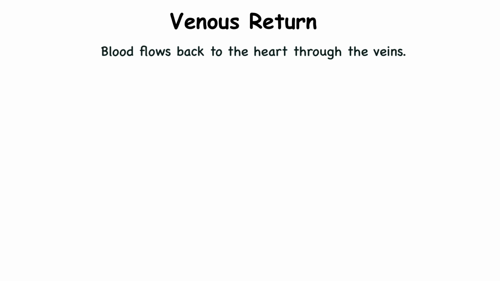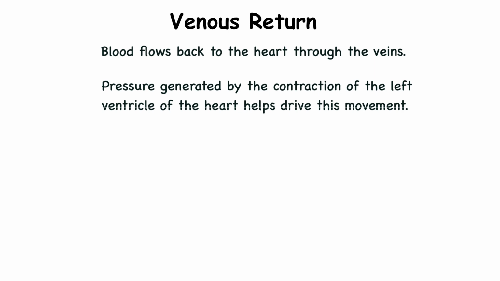Venous return is then the act of blood flowing back to the heart through these veins within the circulatory system. And this is going to be done by the pressure generated by contraction of the left ventricle of the heart. Now, the left ventricle of the heart generates a lot of pressure because it has to overcome the pressure in the aorta to allow blood to move all over the body. And it's going to generate this pressure, and this pressure is going to allow blood to flow back to the heart. Besides the heart, there are two other mechanisms that must pump blood from the lower body to the heart.